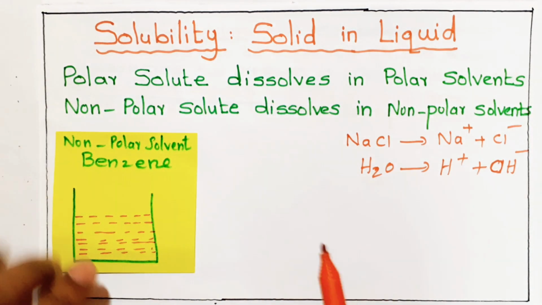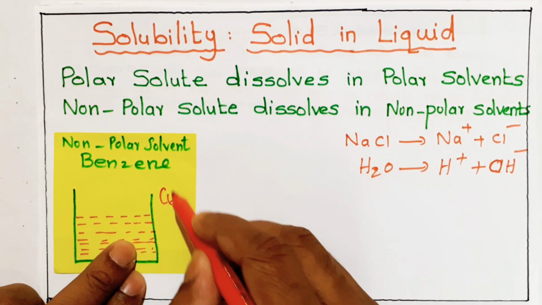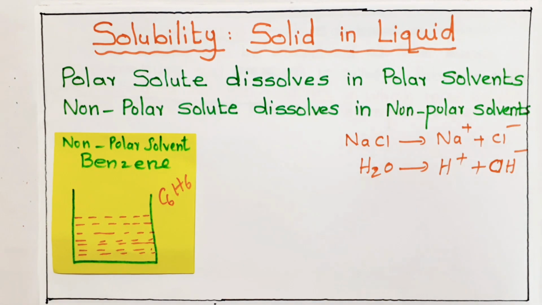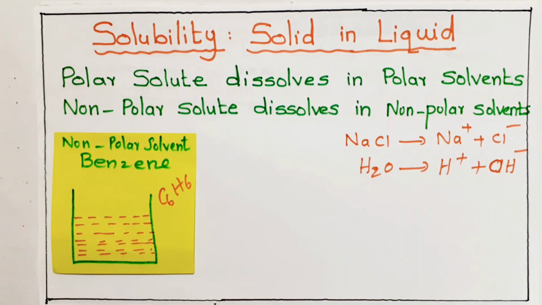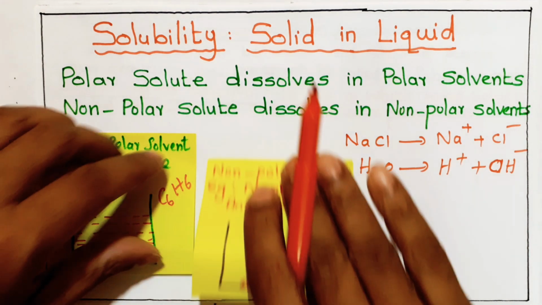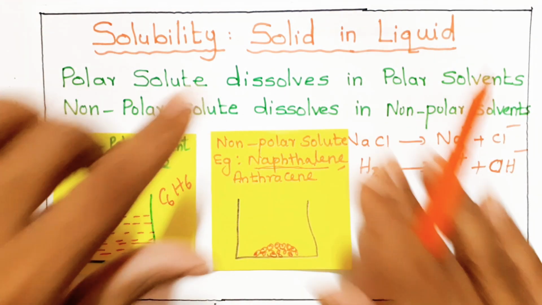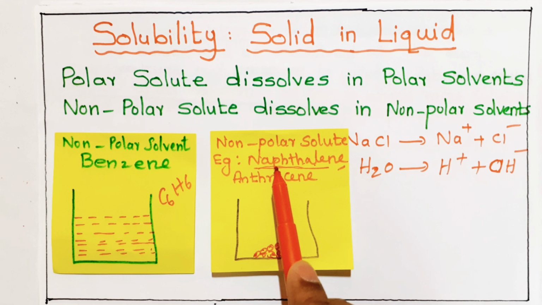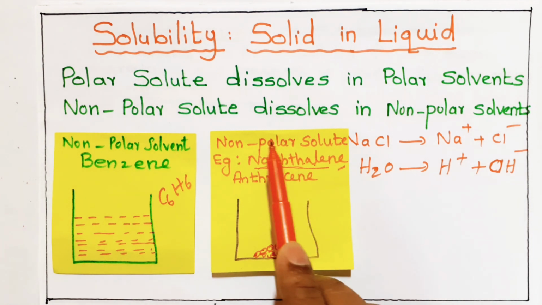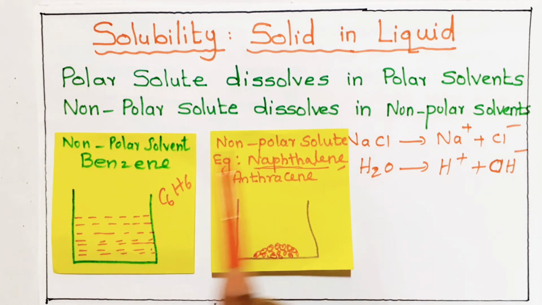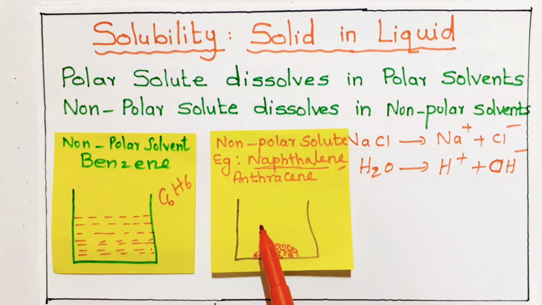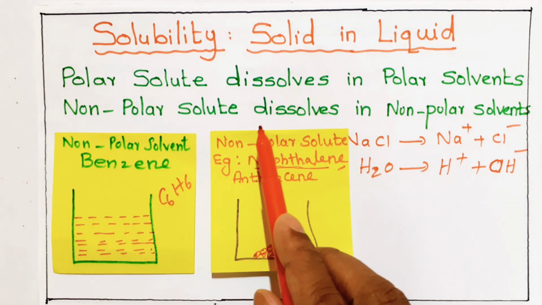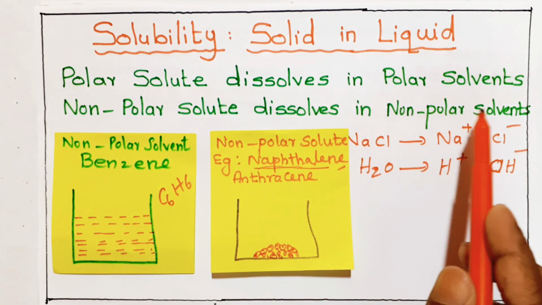What is the molecular formula of benzene? C6H6. Benzene is a non-polar solvent. To this I will add a non-polar solute, naphthalene. Non-polar solute into non-polar solvent benzene. Will it get dissolved? Yes, it will get dissolved, because non-polar solute dissolves in non-polar solvent.